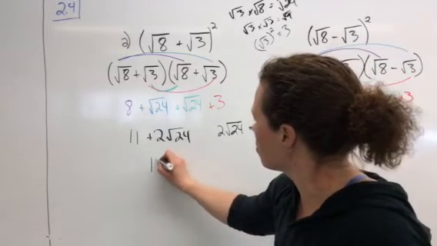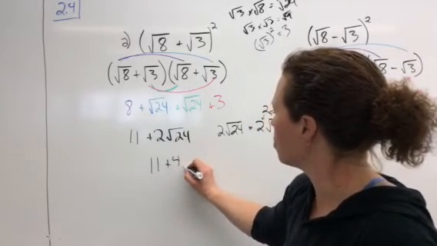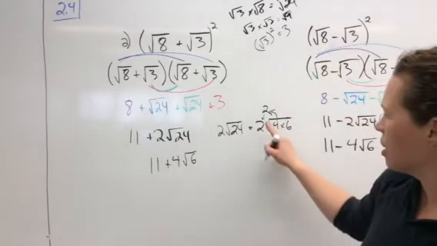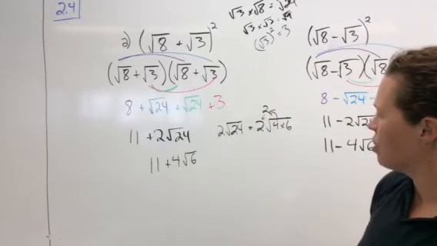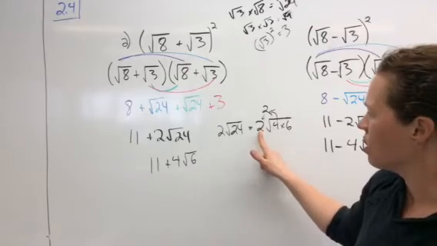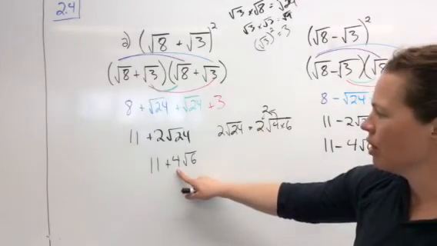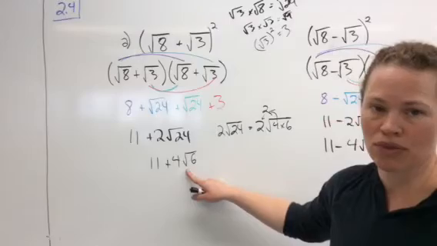My final answer then will be 11 plus 4 root 6, because I multiply these. I'm taking another 2 out, I'm going to multiply it by what's out there already, which gives me the 4. So over here I have 11 plus 4 root 6.